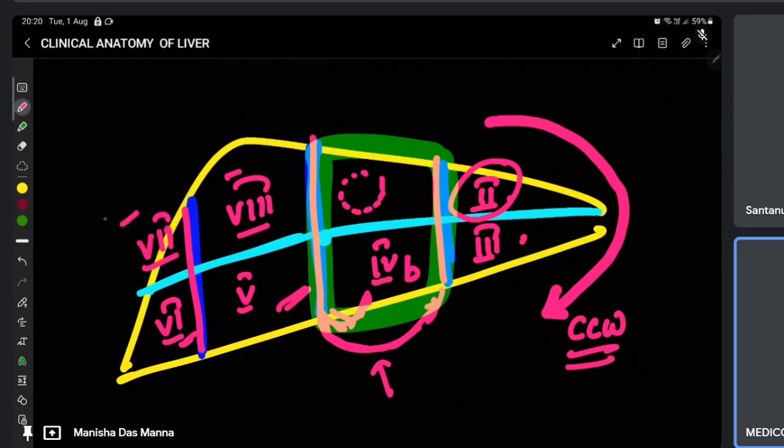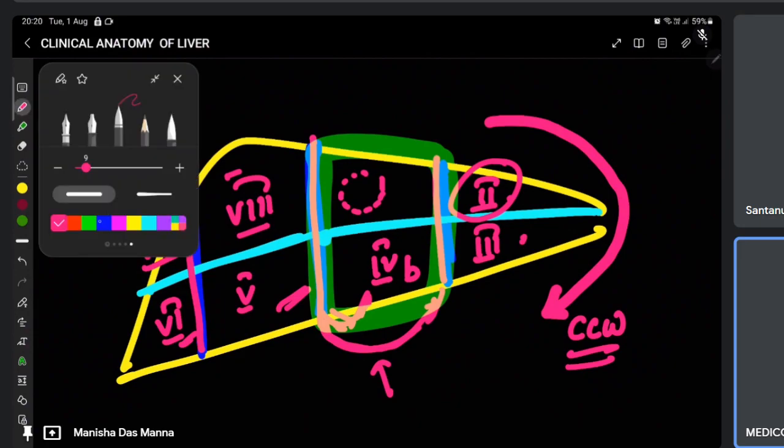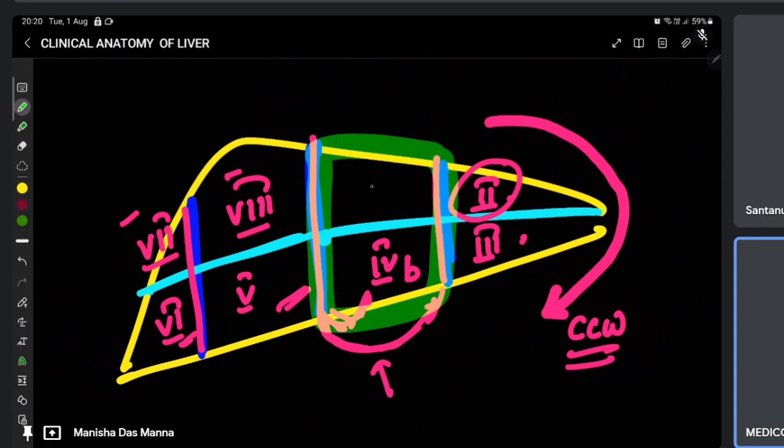Posteriorly, you can appreciate 1A here. 1A is appreciated here, but not anteriorly. Posteriorly, this is the 1A, but anteriorly, this 1A is covered by 4A. Is it clear? Clear. 100% clear?